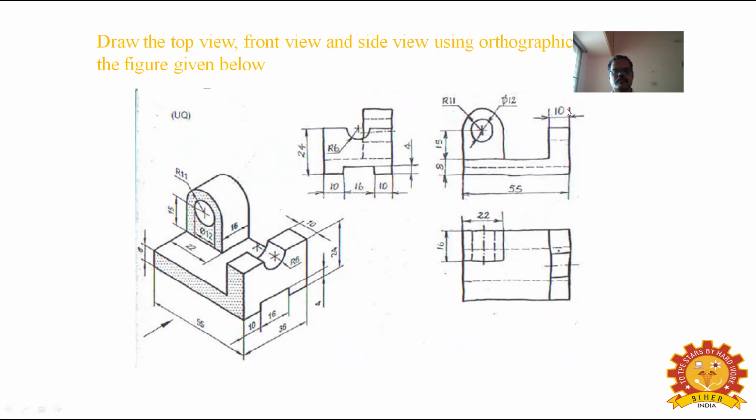And you have to mark all the dimensions. You should not leave any dimension. 16, 22, the overall dimension 55, width as 36, and height as 24, and one side height is 18. The boss height from the base is 15 mm, diameter 12, R11. On the side view also you have to mark 10, 16, 10, R6. After completing these dimensions, you have to write top view, front view, and the side view.